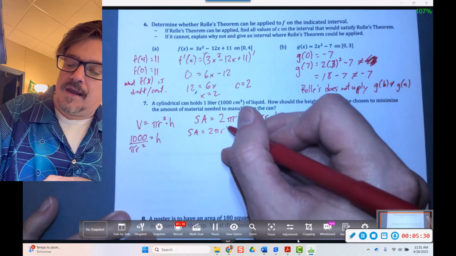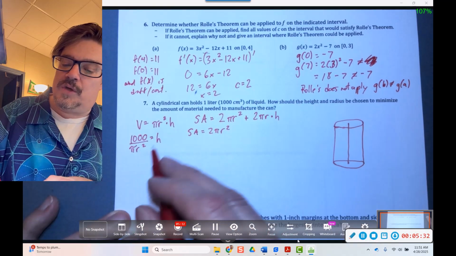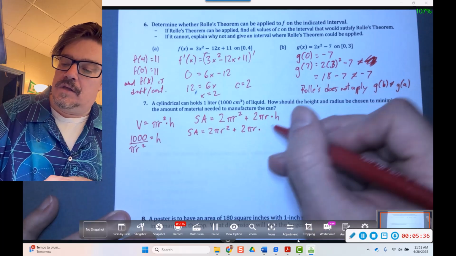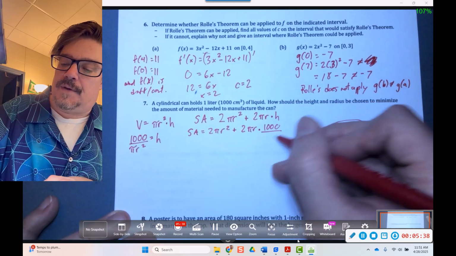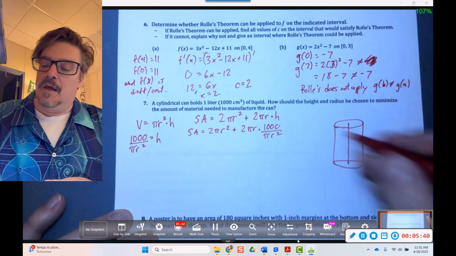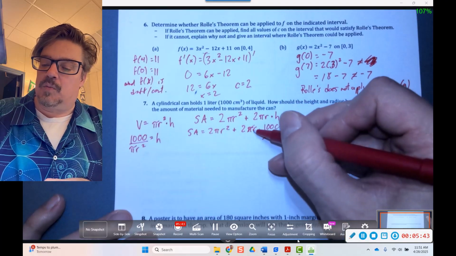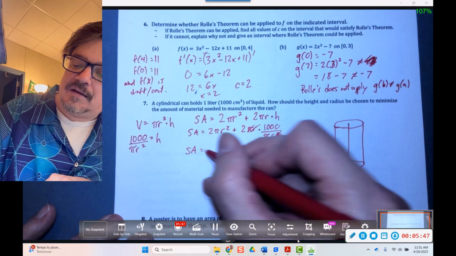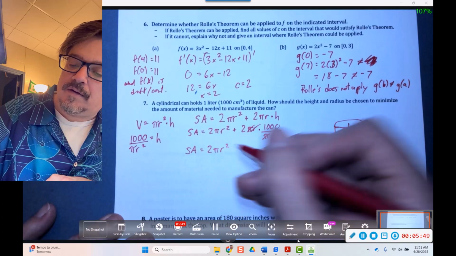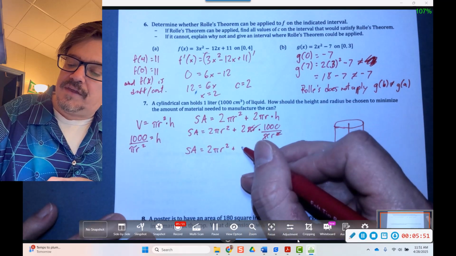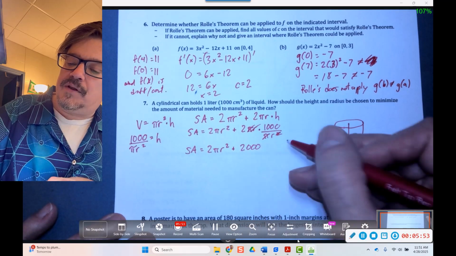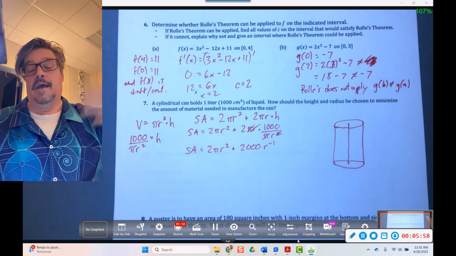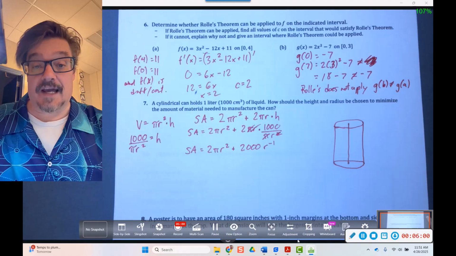We're going to go ahead and switch out that h right here so that it's 1,000 divided by pi r squared. The pi's cancel out, and so does one of the r's. So now our new one is going to be 2 pi r squared plus 2,000. And we're going to put that r to the top, but make it a negative exponent, because I'm going to be taking its derivative in just a second.